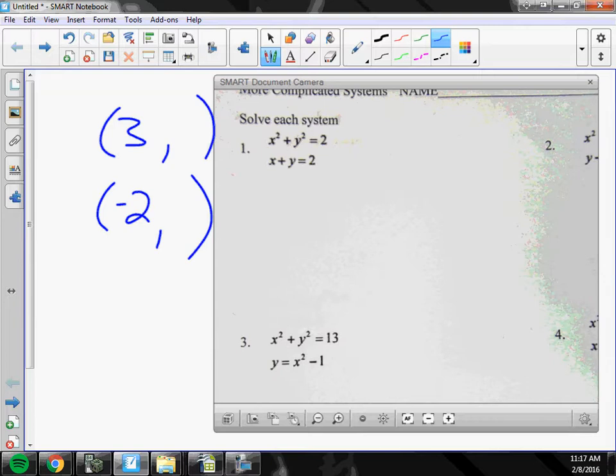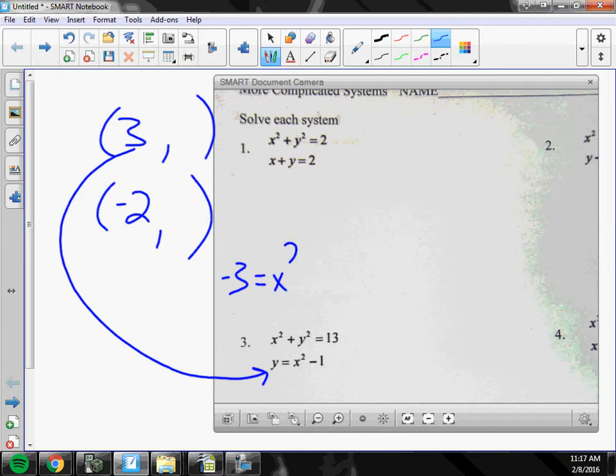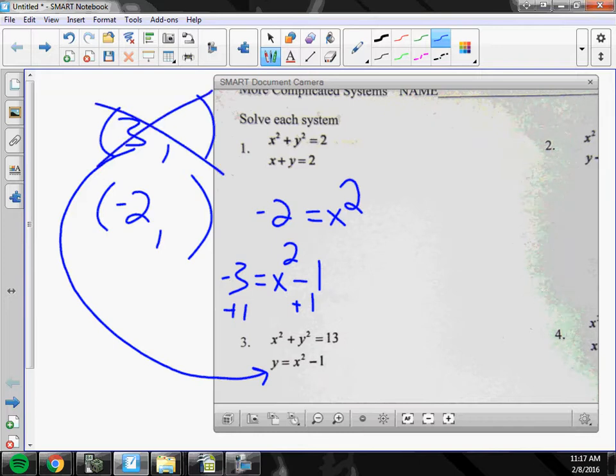And if I were to plug those in, say, here, if I were to stick that in there, negative 3 equals x squared minus 1. If I add 1, I would get negative 2 equals x squared. When does x squared equal negative 2? Hold on, I know. Don't worry, I'm making this up. So when does x squared equal negative 2? It doesn't. So this would actually disappear.